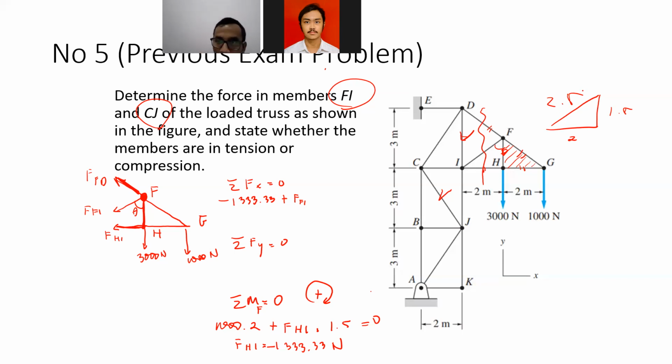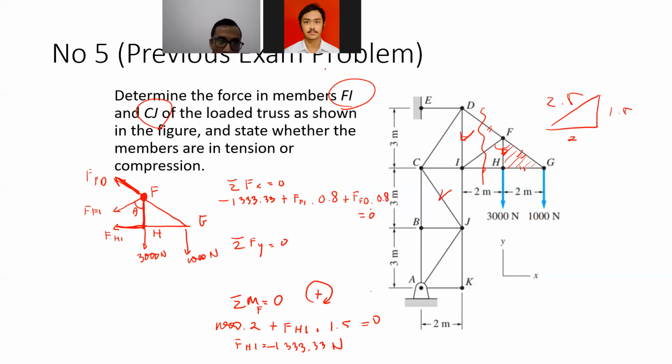Yes, 0.8. So FFI multiplied by 2 over 2.5, which is 0.8. And what else? Plus FFD, multiplied by the same 0.8, equal to 0. Okay, that's the first equation.